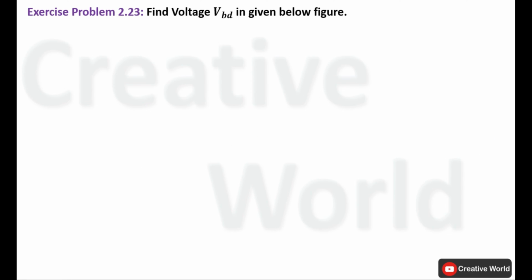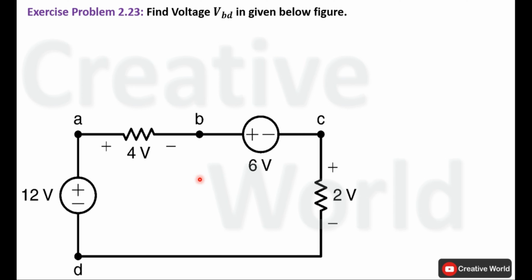Exercise problem number 2.23. Find voltage VBD in the figure given below. This is the circuit diagram of the given problem. We have to find the voltage across these 2 points B and D, labeled as VBD. The label VBD indicates that point B inside the circuit will be at higher potential than point D.